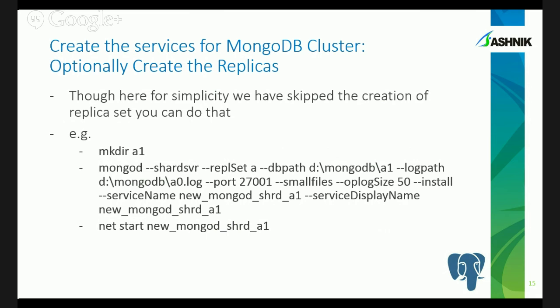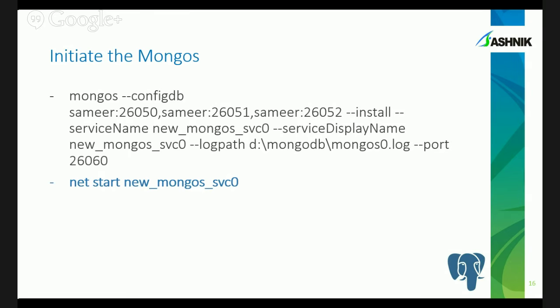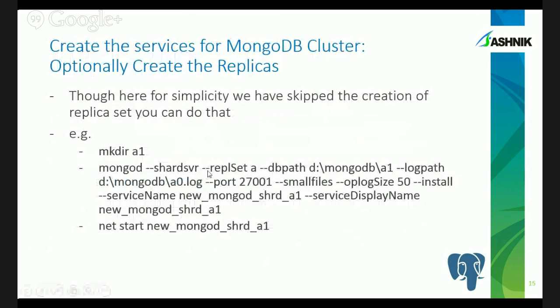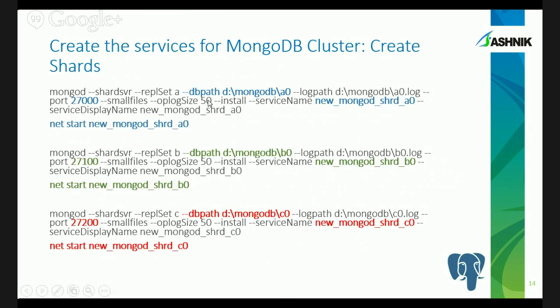Now, like I mentioned, just for the sake of demo, I have skipped the creation of other members in this replica set. But if you would like, you can create additional directories, and then for each of these directories, you can start a new node, and you will have to relate them with the primary member by specifying the replica set option here that you see, replica set A in this case, which gets related to the first shard.